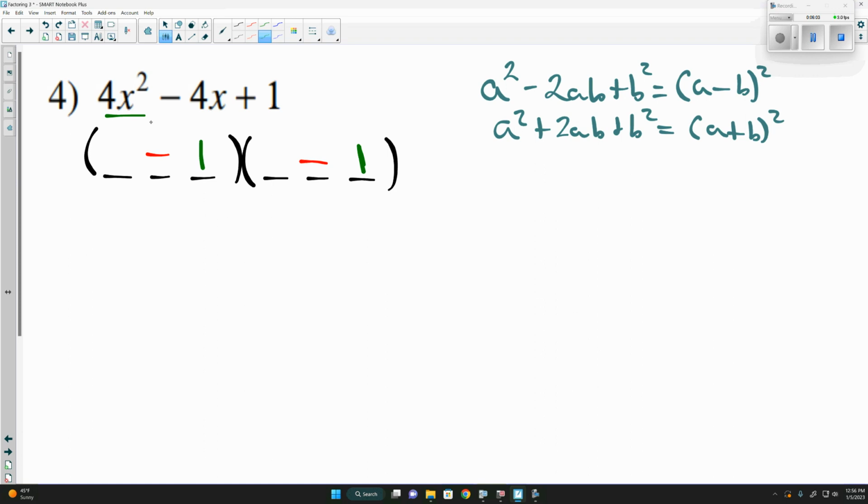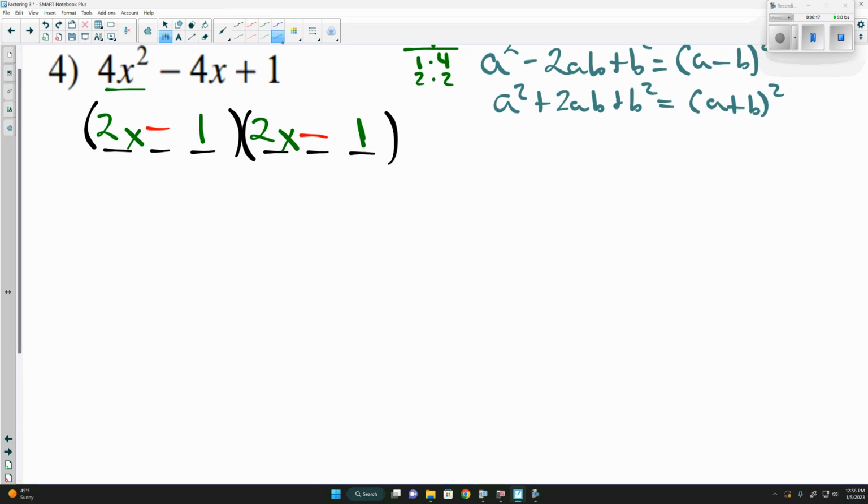Now, for the first term, 4x squared, we'll have x and x. Now, the factors of 4 are 1 and 4, or 2 and 2. And if we check this here, 2x times negative 1 is negative 2x. Negative 1 times 2x is negative 2x, which does indeed give us the middle term we wanted.